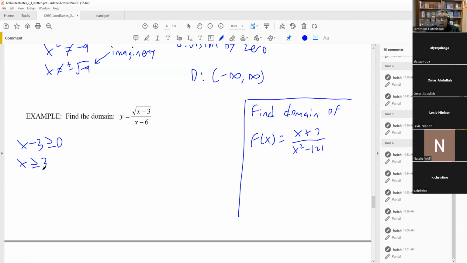I'm not going to put the interval notation in just yet, because I also want to consider the bottom one as well. For the bottom one, I have x minus 6, and I know that the x minus 6 cannot be equal to 0 down there, because that would cause division by 0. So I'm going to add 6 to both sides, and I get x is not equal to 6. For this one, it's probably better to do a number line so you can see visually what's going on.